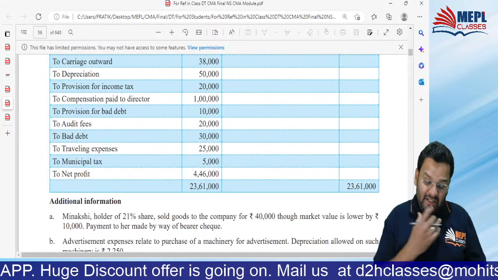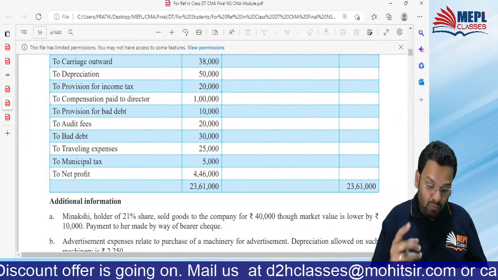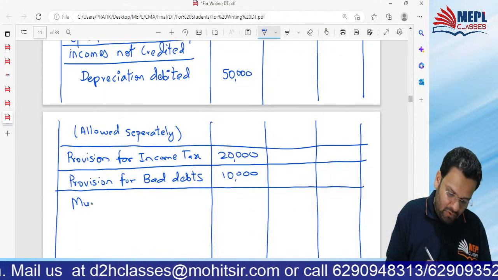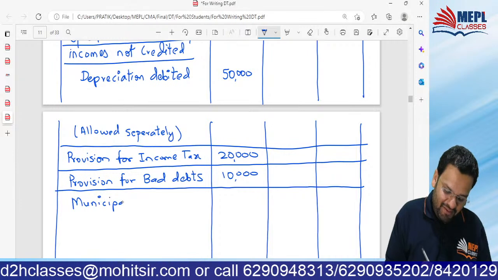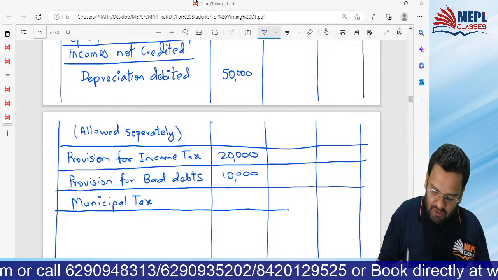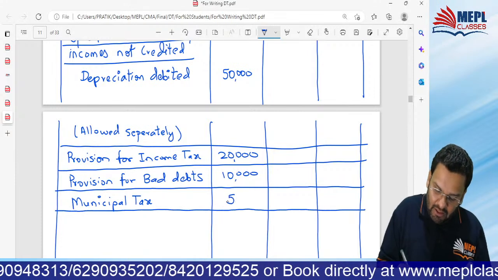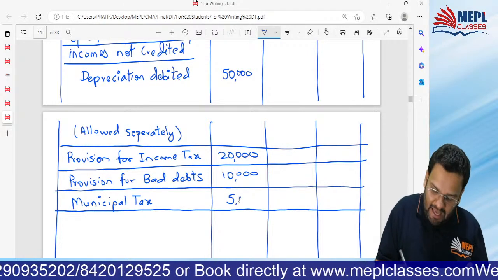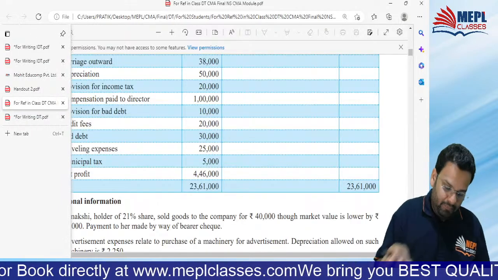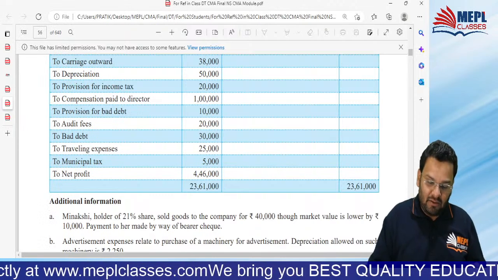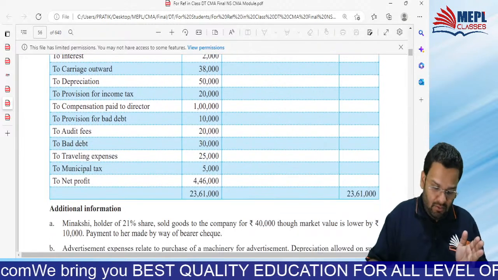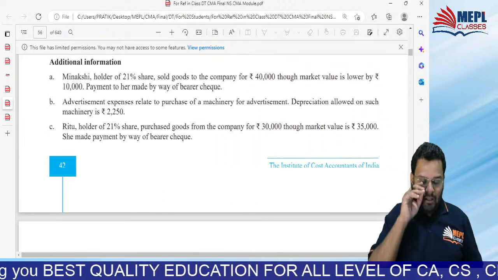Next, traveling expenses is fine. Municipal tax, please add back 5,000 rupees. You know why. Municipal tax we have of course considered while calculating HP income. So please add it back while calculating PGBP. Then NP. That's it. Done. So the debit side we have scanned. Now scan the additional information.